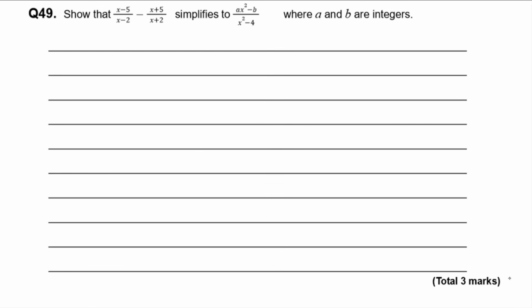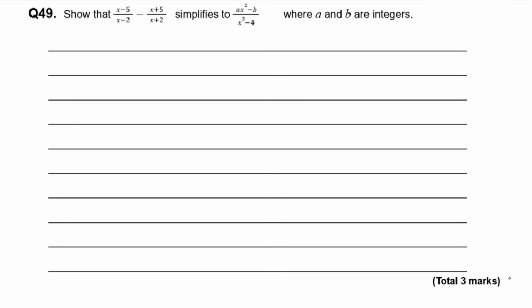Question 49, show that (x minus 5) over (x minus 2) minus (x plus 5) over (x plus 2) simplifies to that thing there. Okay, so again we've got fraction subtraction. Looks pretty horrible to start with, but we know how to subtract fractions. The first thing we're going to do is come up with a common denominator.